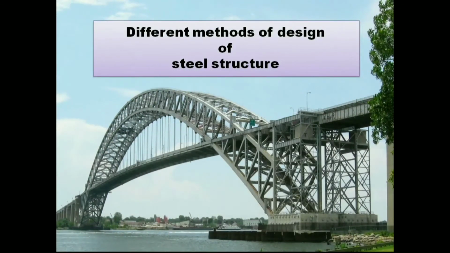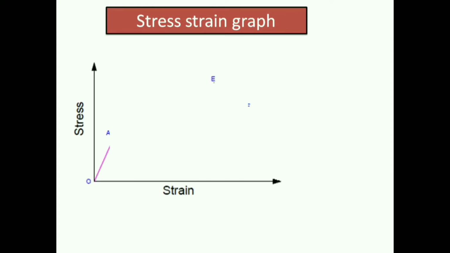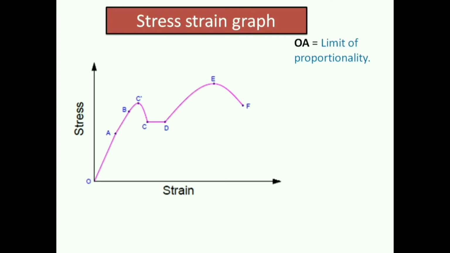Hi everyone, today's topic is different methods of design of steel structure. Before entering today's topic, we have to know the clear concept about stress-strain curve. Here, the x-axis denotes strain and the y-axis denotes stress. In this graph, the first region is called the limit of proportionality, where the stress and strain are linear, and in this region, it obeys Hooke's law.